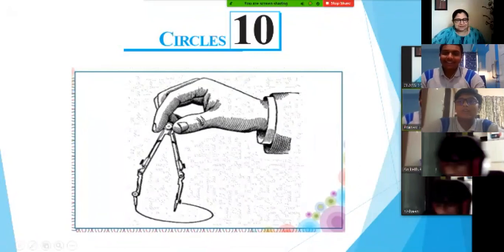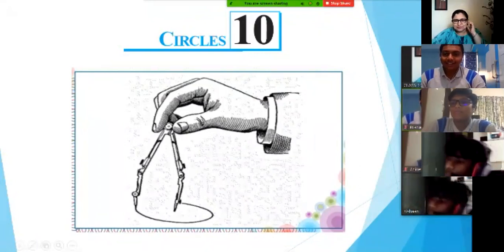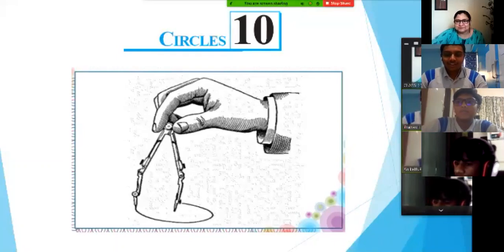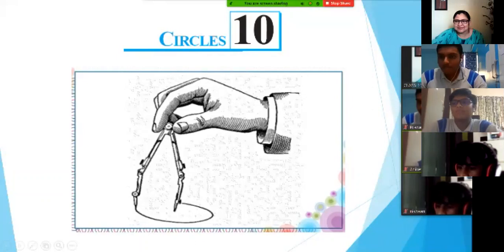Yes, ma'am. We can see the slide. What do you see? What is the person doing? He is making a circle. Drawing a circle. Yeah, good. He's holding a compass. That's fine then. Perfectly fine.